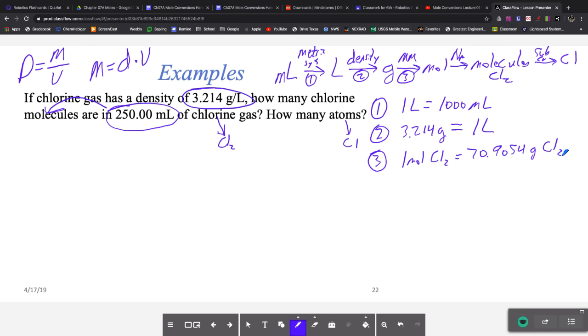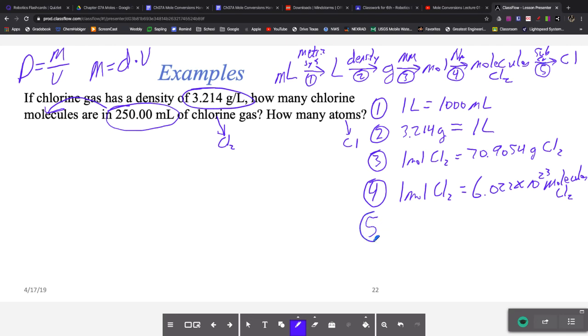Then, because we're looking for molecules of Cl2, the next step is to use Avogadro's number to change it from moles to molecules. So 1 mole of Cl2 is equal to 6.022 times 10 to the 23rd molecules of Cl2. And then that'll answer the first question. So we'll solve it to there, get our answer. Then we'll add the 5th step to answer the second question.